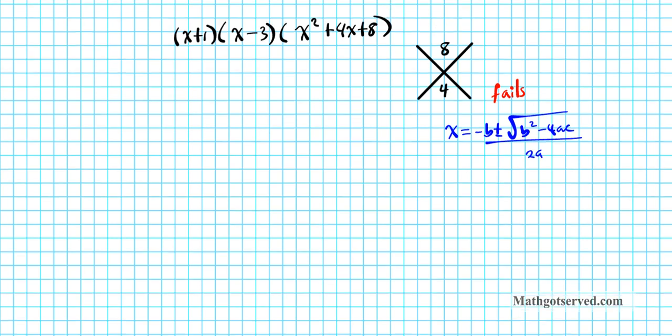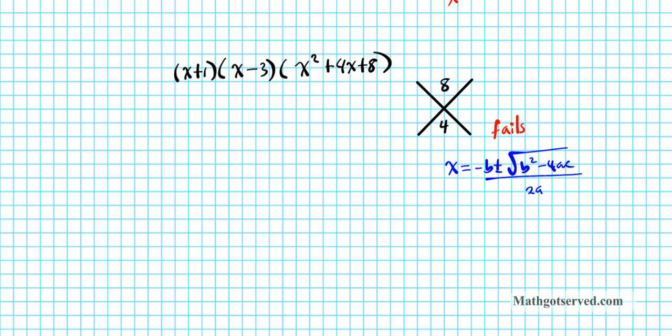All right, so let's go ahead and do it. So we're going to need a, b, c. In this depressed polynomial here, a is 1, b is 4, and c is 8. Okay, so let's plug all this into the quadratic formula. We're going to have x equals negative b, which is 4, plus or minus the square root of b squared, which is 4 squared, minus 4 times a, which is 1, times c, which is 8. And then that entire expression divided by 2a, or 2 times 1.